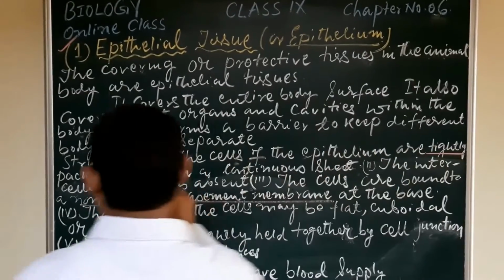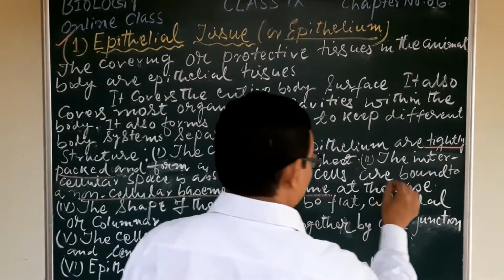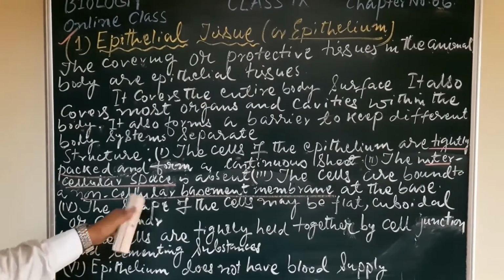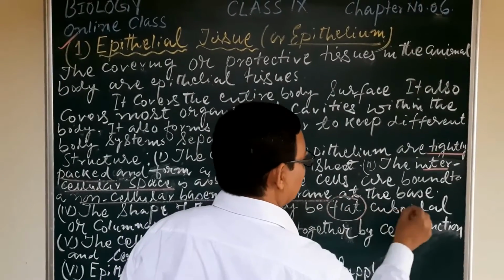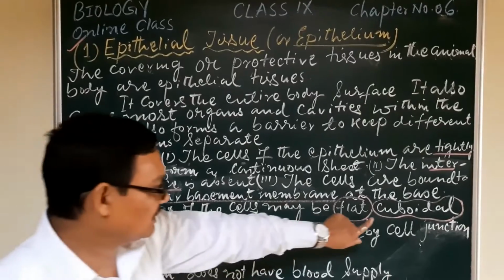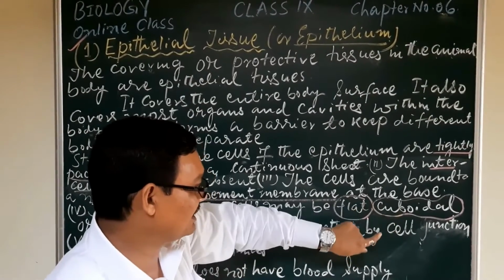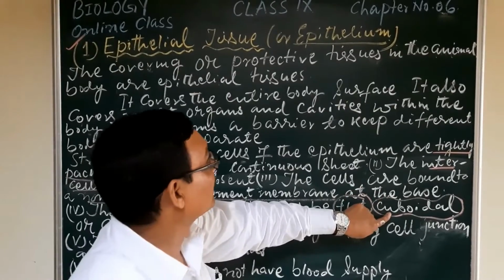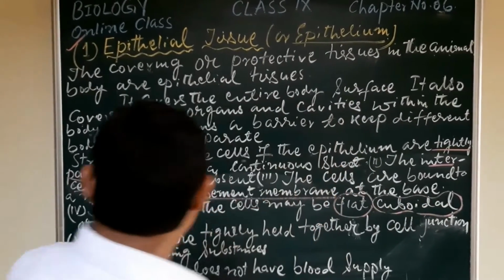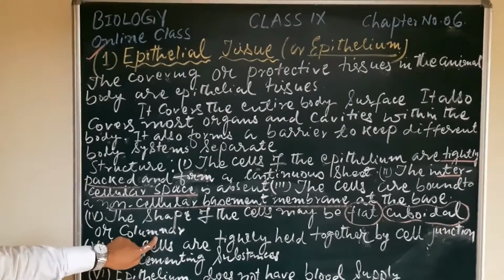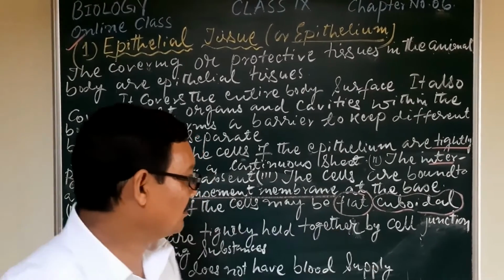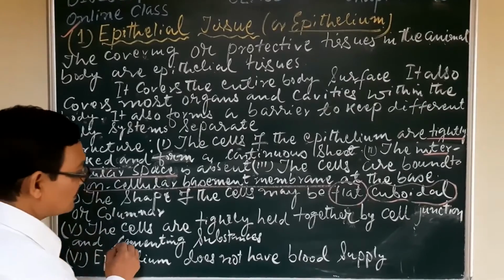The cells are tightly packed and there are no intercellular spaces, and the shape of the cell may be flat or cuboidal. When we study its different types, the types also depend upon the shape of the cell. That is why the epithelial tissue may be cuboidal epithelium or columnar epithelium, depending upon the shape of the cell.